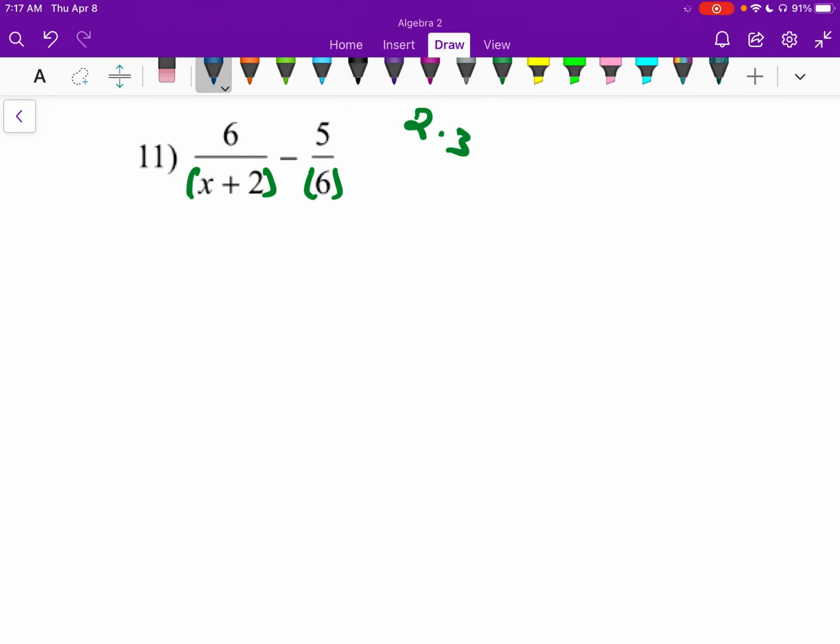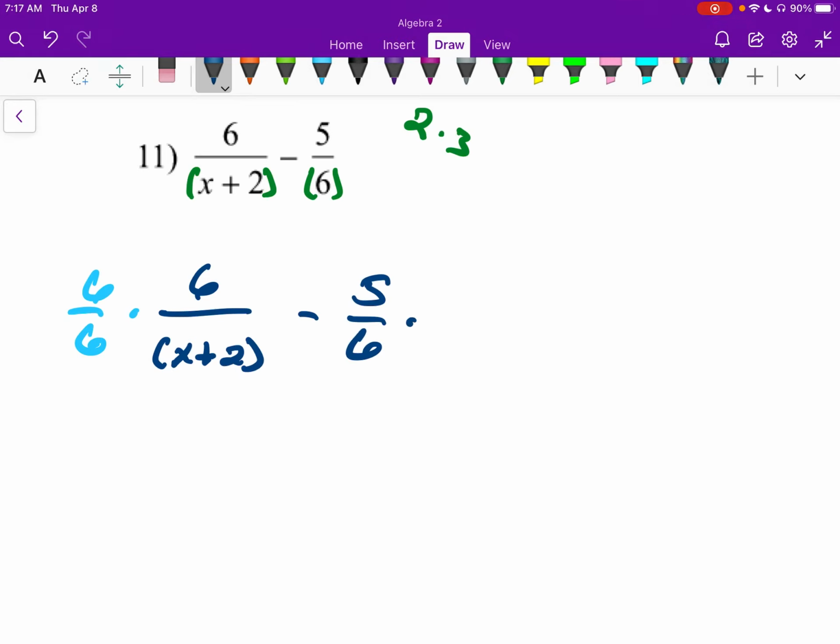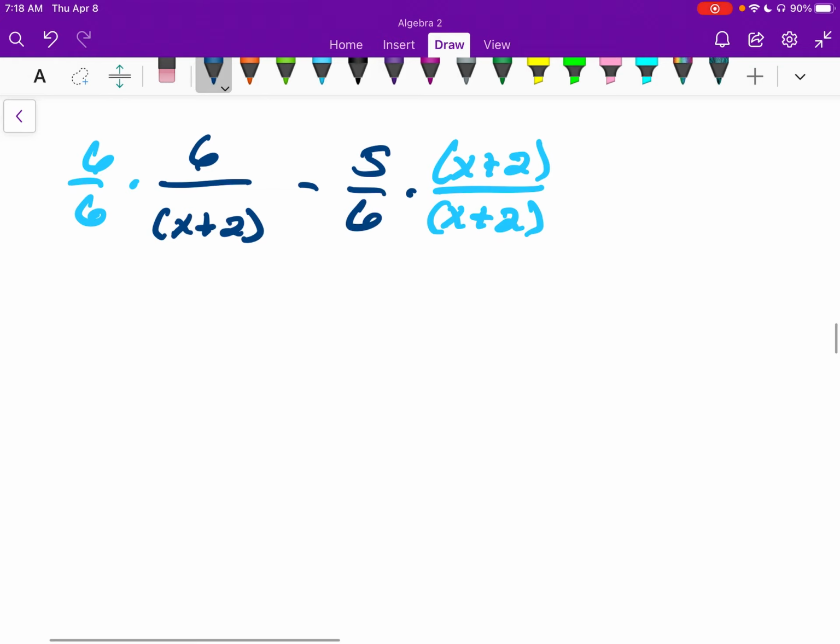So the left one's going to get multiplied by a 6, so we'll have 6 over 6 times 6 over x plus 2. And the right one is going to be 5/6 times x plus 2 over x plus 2. You see how I just multiplied the left fraction by the right fraction's denominator and the right fraction by the left fraction's denominator. And that will always work, but sometimes it will make it more complicated than it needs to be. And maybe there'll be a problem like that that'll show us that.